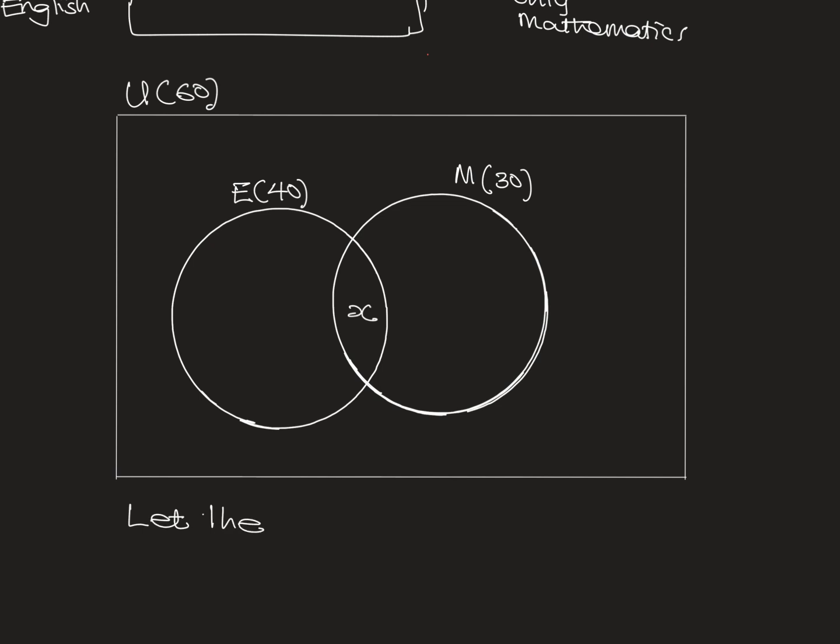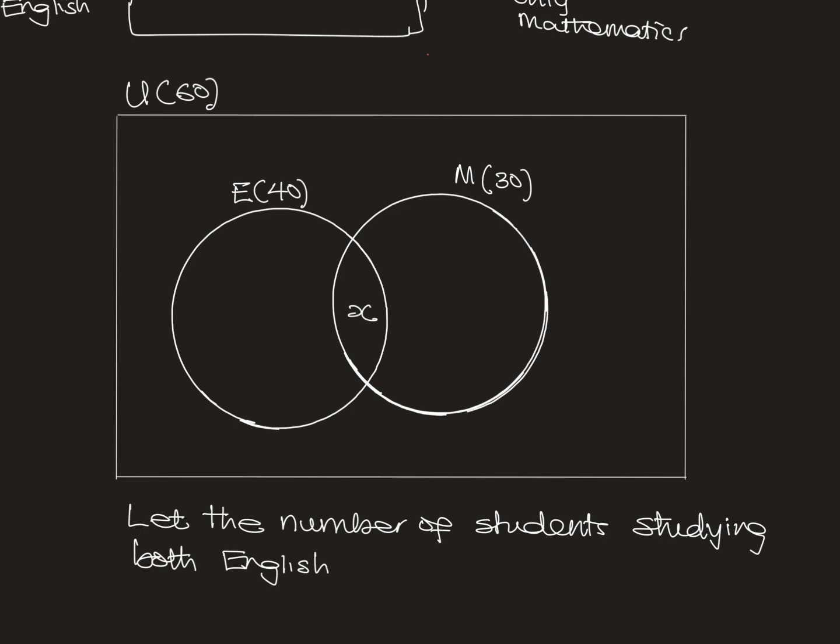Let the number of students studying both English and mathematics be X. So if students studying English and mathematics is X, then the number of students studying only English, we've said that has to be subtracted from the total, that is 40 minus X. And for mathematics, it has to be 30 minus X. That's the common sense.